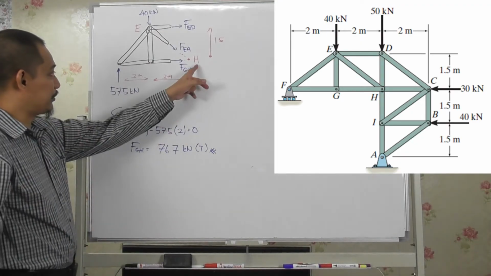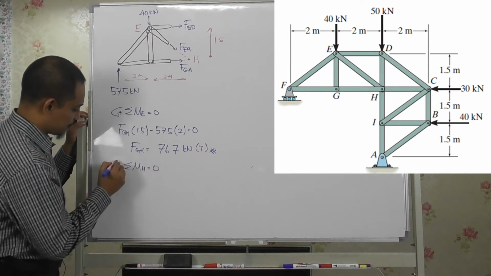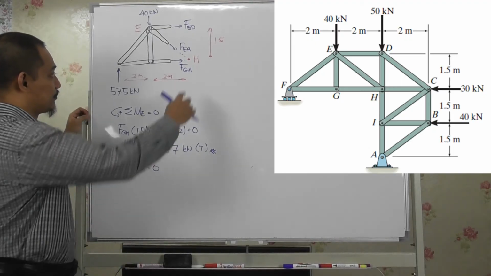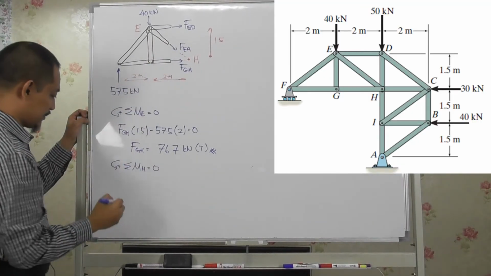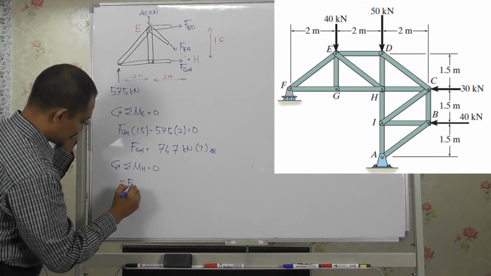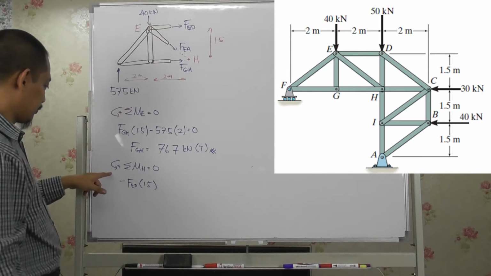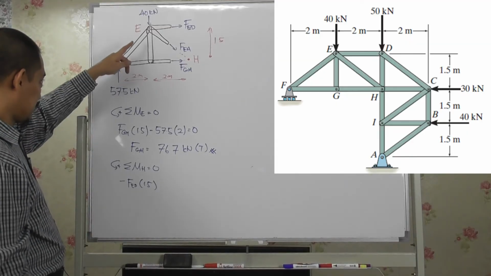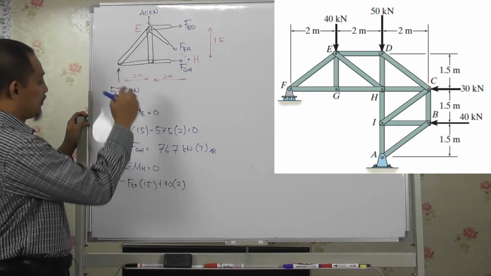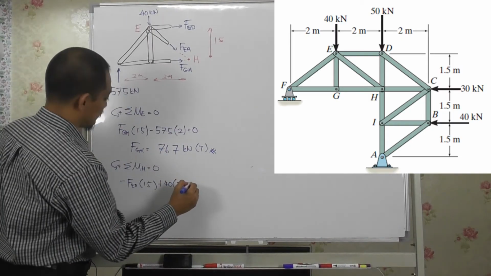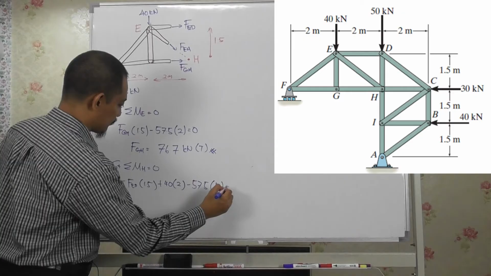If I take moment about point H, I can solve for FED, right? So summation of moment about point H equal to 0. If I take counterclockwise positive, so I take moment here, so this 2 is going through, so I can solve for FED. So in this case, minus FED times 1.5, minus because it is clockwise and I'm taking counterclockwise as positive. This 40 is counterclockwise, so plus 40 times distance of 2, and then this one minus 57.5 distance of 4 equal to 0.